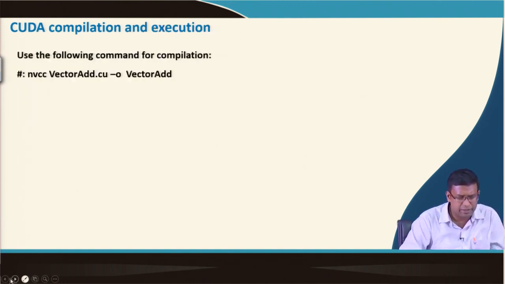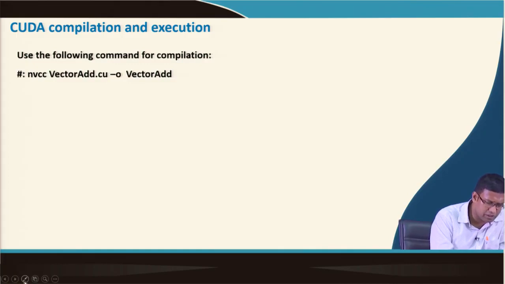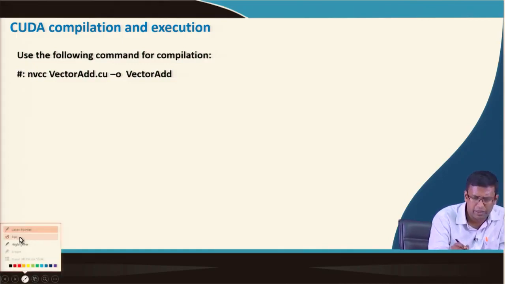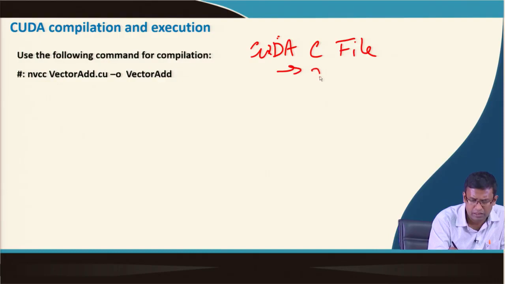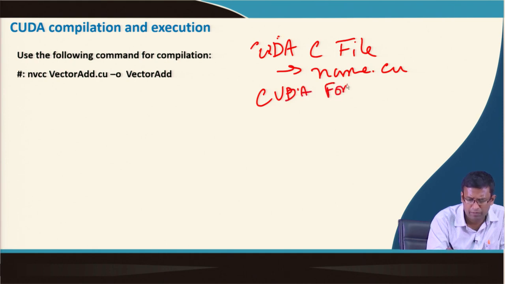CUDA compilation: when you develop a CUDA C file, the extension is .cu. I should also write that a CUDA C file's name is name.cu, and a CUDA Fortran file will have an extension name.cuf.